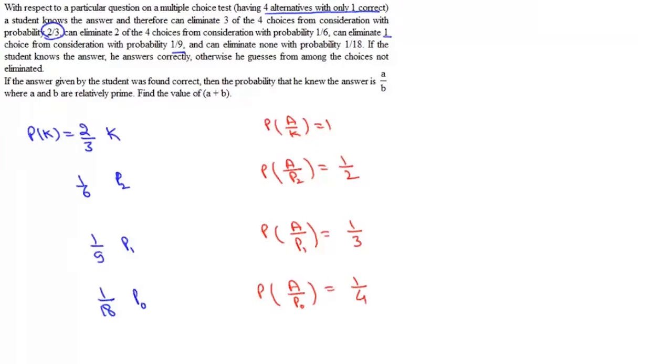Now it says, if the answer given by the student was found correct, then the probability that he knew the answer is A by B, where A and B are relatively prime. Find the value of A plus B.